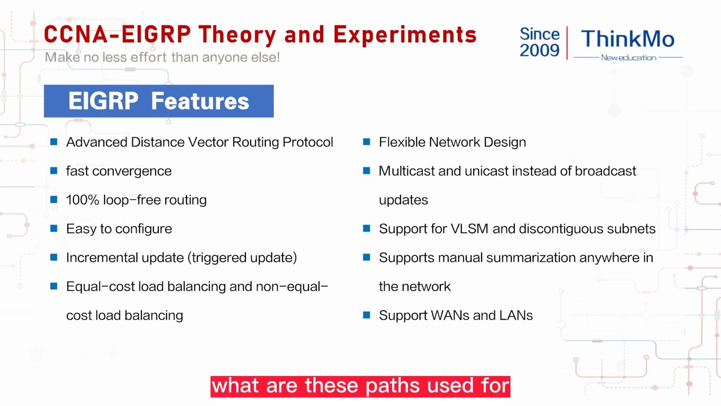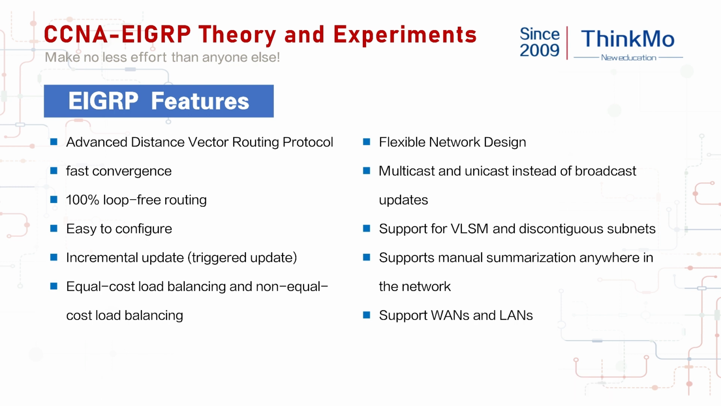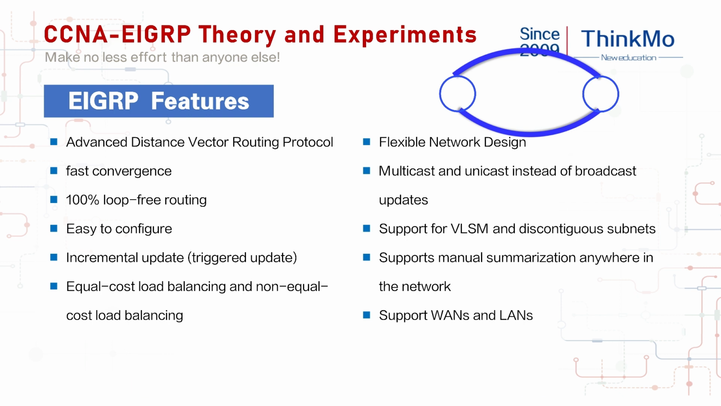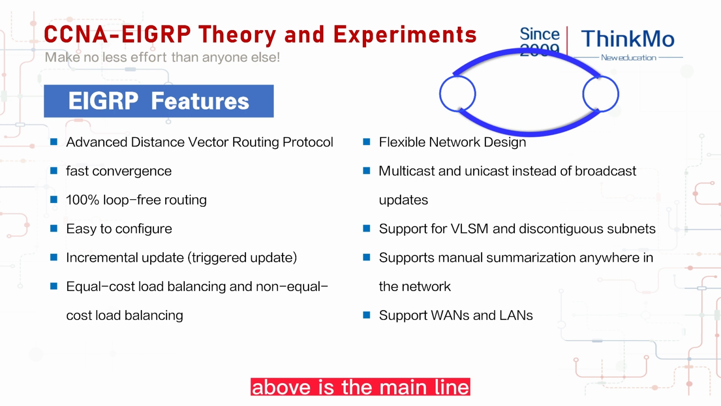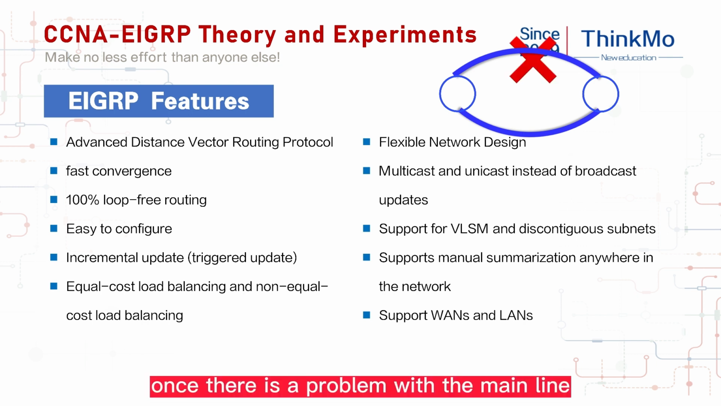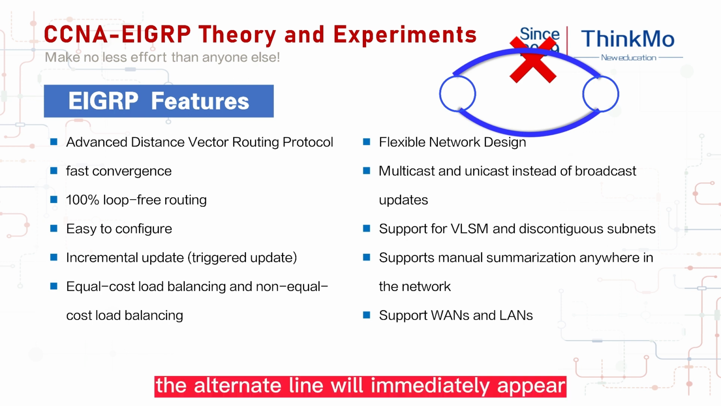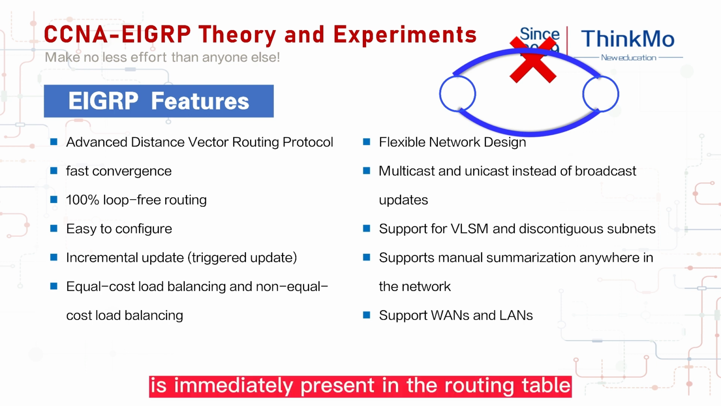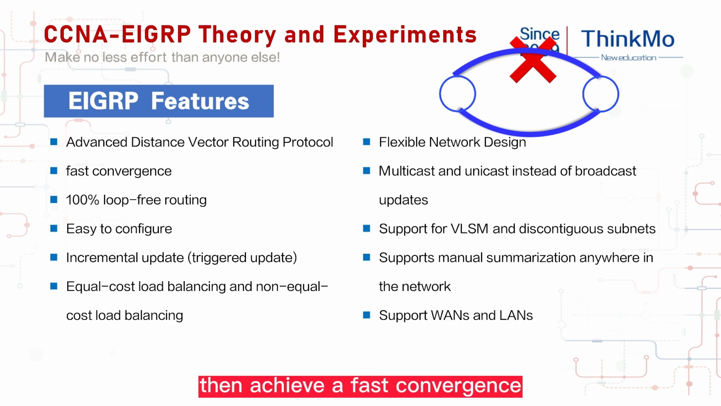What are these paths used for? If there is a problem with the main line in the future, for example, data to a destination. I will not draw the device between the two lines. Above is the main line, here is the backup line. Once there is a problem with the main line, the alternate line will immediately appear in the routing table. Notice, it immediately appears in the routing table. Then it achieves fast convergence.